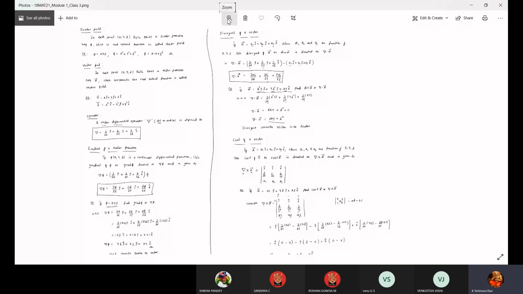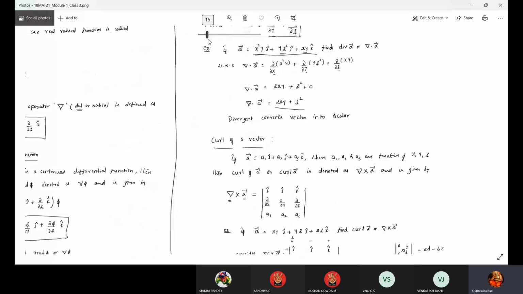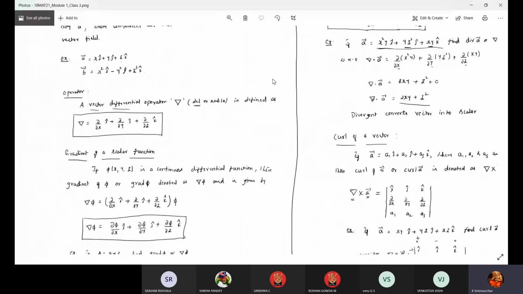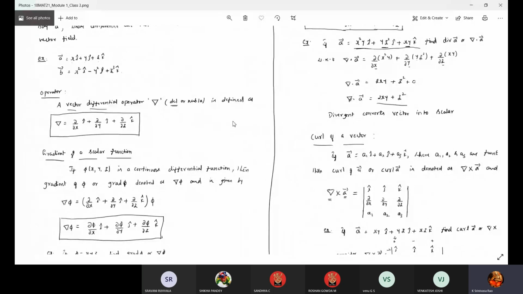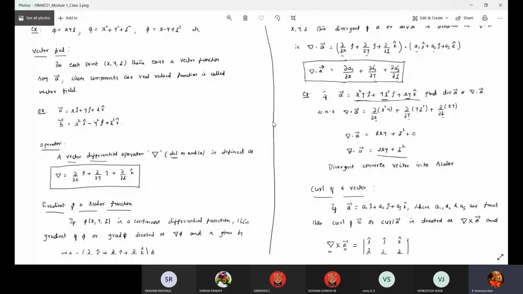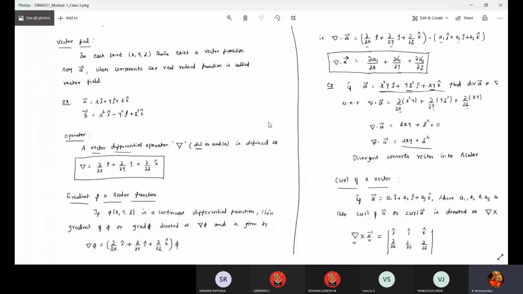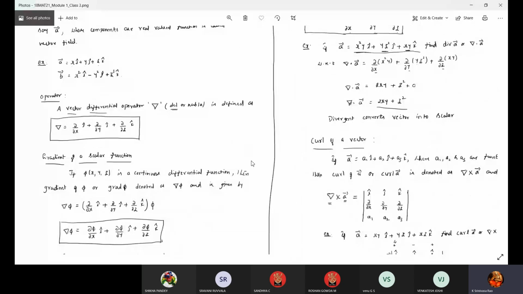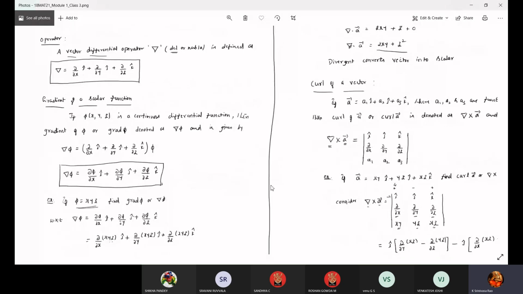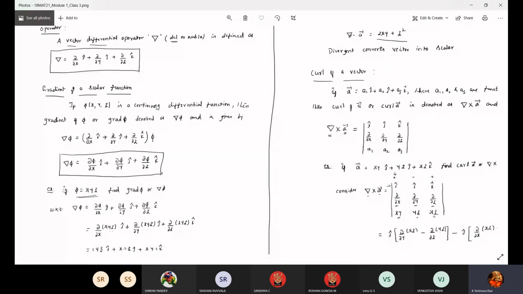Okay, so I'll recall what we did in the last class, because today I'm going to complete this topic and continue the problems on it. As you know, a scalar field and vector field are not required here. From here, the operator del is called a vector differential operator. It can be defined as dou by dou x i cap plus dou by dou y j cap plus dou by dou z k cap. This is just del. Depending on this, we have three definitions: gradient, divergence, and curl.